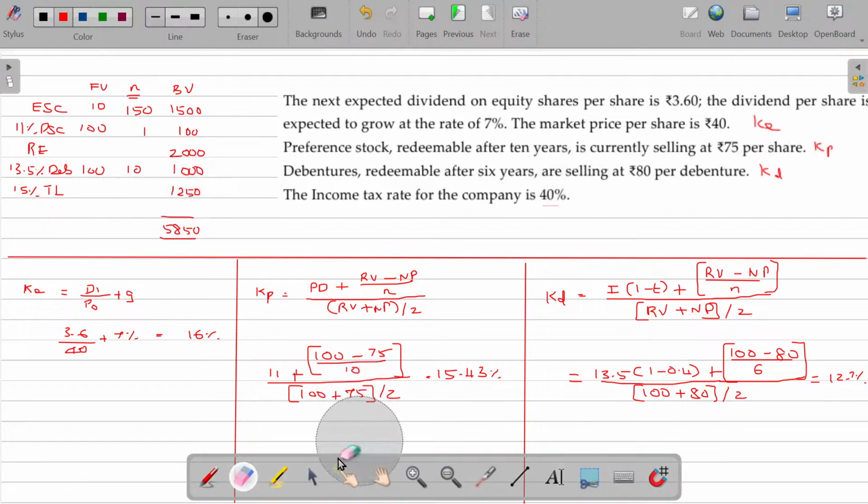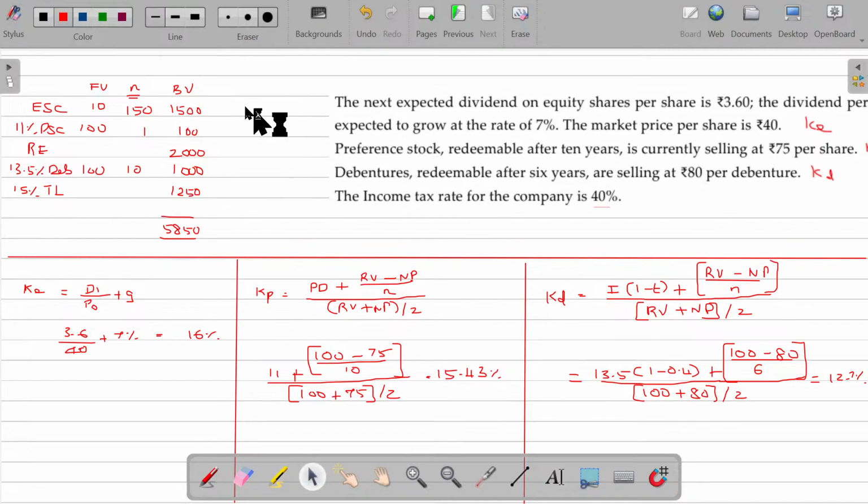So we have copied all the values here. Now, what about the cost here? Cost in this case being for equity share capital 16 percentage, preference share capital 15.43 percentage, retained earnings 16 percentage. The equity share capital value will be directly taken for that also. That's also their share. In case of debentures, 12.7 percentage.